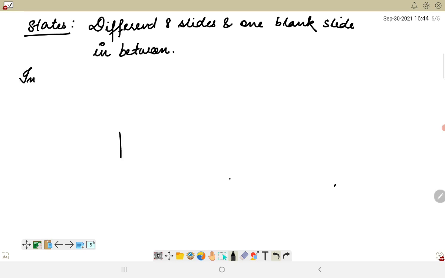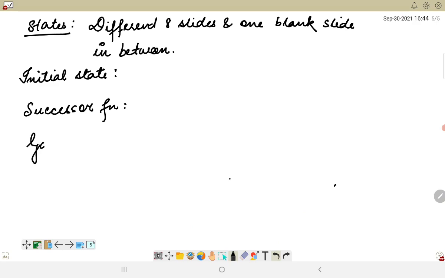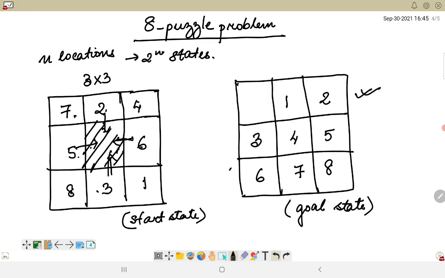Okay, and then I will have the initial state, and then I will have the successor function. Then we will have the goal test, and then we will have the path cost. So these are the 4 different components that we have to mention. So initial state, again, it can be any state. In my representation we have considered this state.